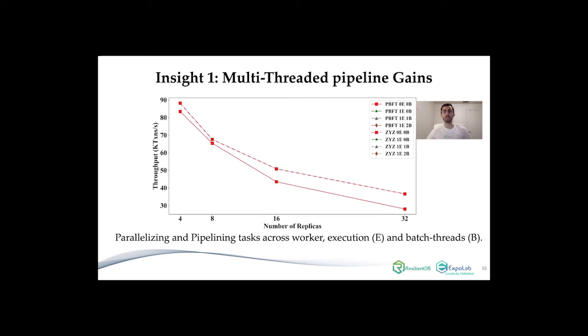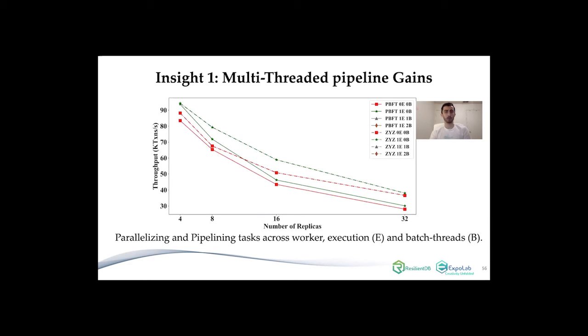The number of E and B in the legend of this figure is the number of execution and batching threads. We are going to show how parallelizing and pipelining tasks across execution and batching threads will help to get better performance. The dashed lines are ZZiva and the solid lines are PBFT. The first one is PBFT and ZZiva with 0 execution threads and 0 batching threads, which means just one worker thread. As you can see, they do not scale well enough, and with 32 nodes, their throughput becomes less than 40K per second.